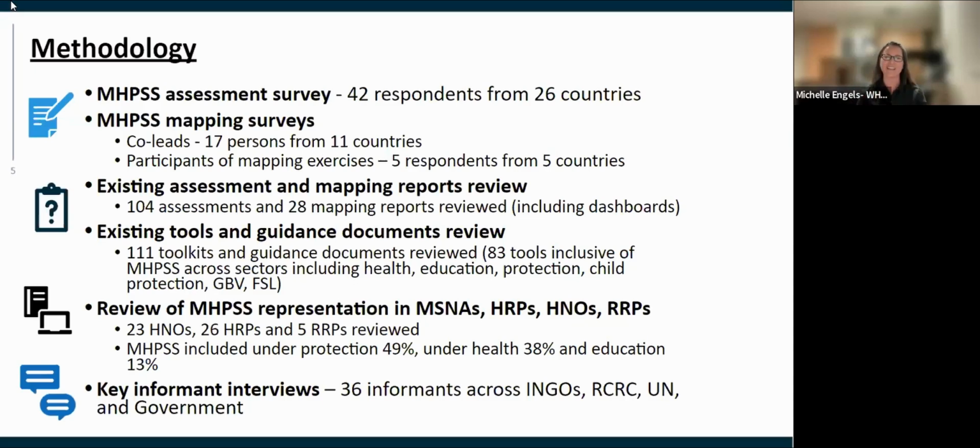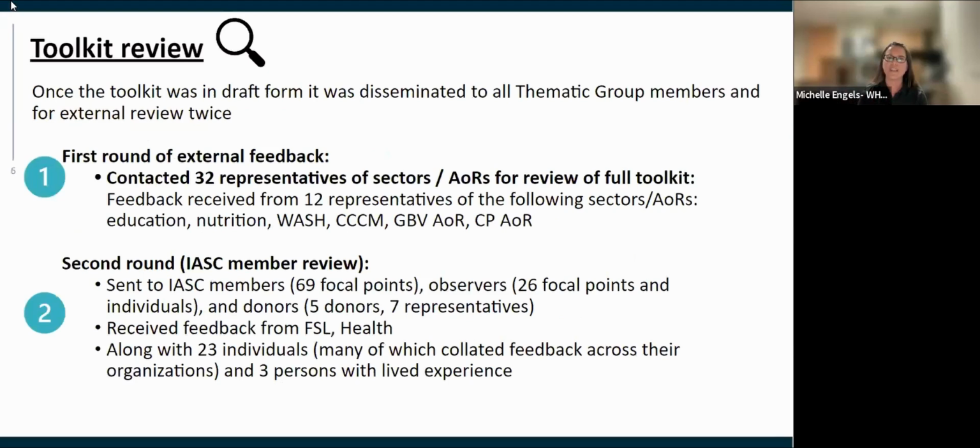So if we can move to the next slide, that draft toolkit was then disseminated to all thematic group members for review. And it was also disseminated for external review twice. So that first review was to all representatives of sectors, AORs, to get their feedback on the toolkit. And that was important to make sure that we were hitting all the core points and we were mentioning the core tools. And then based on their feedback, we adjusted the toolkit, added in new tools based on what they had told us was really important to highlight.